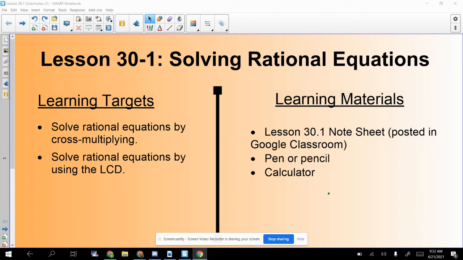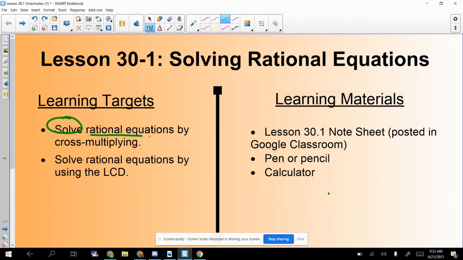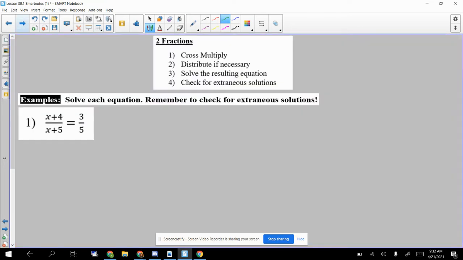Our learning targets for today are that we are going to be able to solve rational equations by cross-multiplying and solve rational equations by using the LCD, so two different methods for solving. The first one is when you just have two fractions set equal to each other, we are going to cross multiply. Hopefully you've heard of that before. We'll distribute if necessary, solve the resulting equation for x, and then check for extraneous solutions.